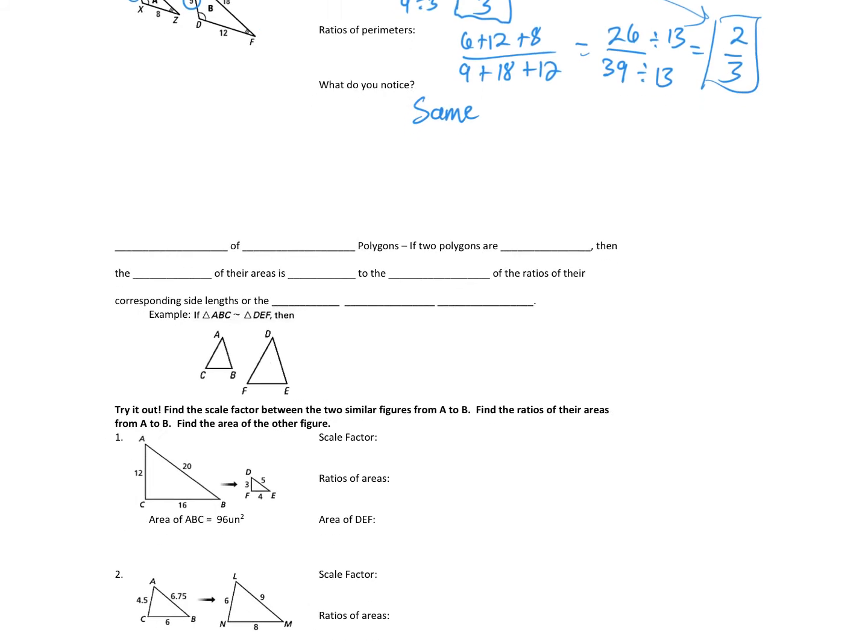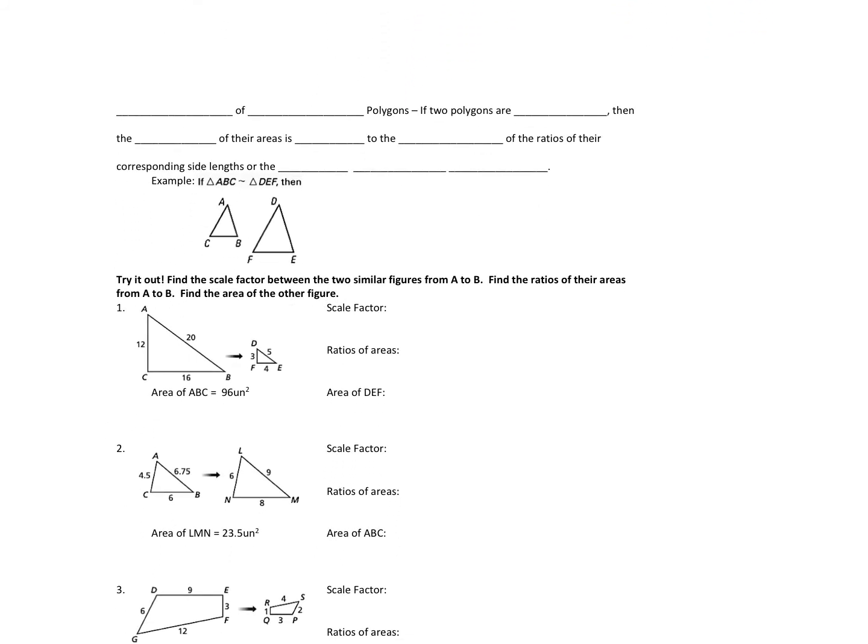Next part here. Now the area of similar polygons. If two polygons are similar, then the ratio of the areas is equal to the square of the two corresponding side lengths' scale factor, squared.